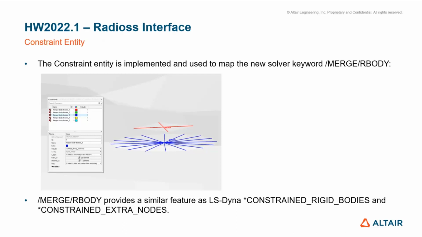As you can see on the picture, you can have rigid bodies on two different subsystems, and just using this keyword, this solver functionality, you can link and merge. That's the reason for the name. So merge those two rigids, which is done by the solver automatically.